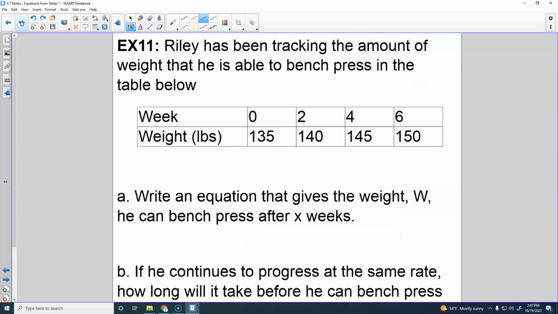All right, last one. We're going to do some practice. Riley has been tracking the amount of weight that he is able to bench press in the table below. Good thing I said bench press instead of squat. That would have been really funny if I said squat on this one, because he's not squatting much right now, I'm sure.